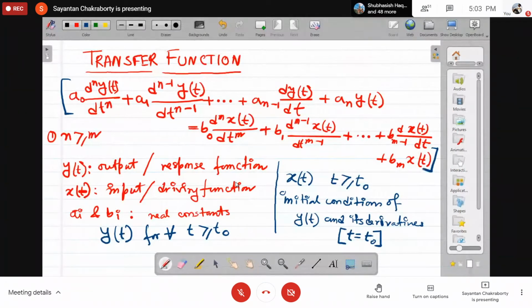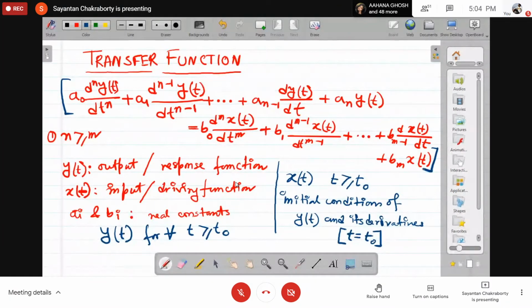So given x(t), a known input for t greater than t0, the initial time, and you know the initial conditions of y(t) and all its derivatives at t equal to t0, then you can derive the expression for y(t) for all t greater than t0 by solving this differential equation. Suppose the system order is n. If the order is low, say 2 or 3, it is possible to solve this differential equation. But for higher order systems, it becomes very cumbersome to solve for different sets of input. So we'll convert this differential equation into the Laplace domain, obtain the Laplace transform of output and input, and from that ratio we'll get the transfer function.